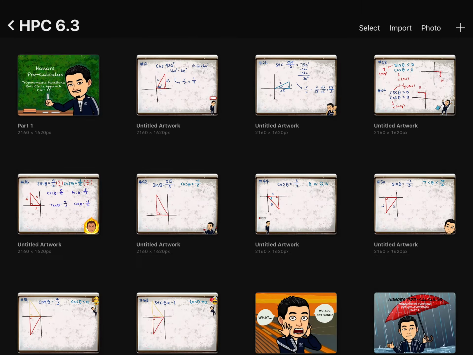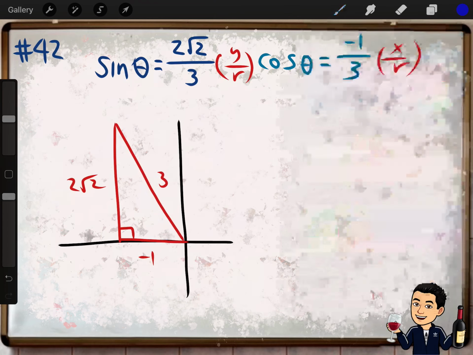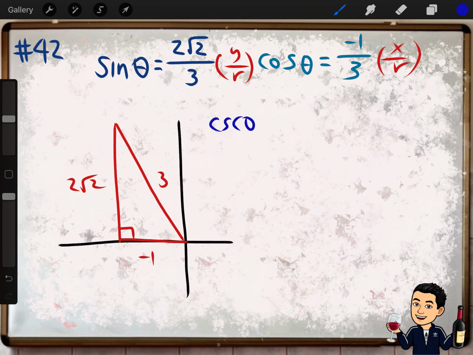All right, so let's look at number 42. We already know that sine is y over r and cosine is x over r. So let's go ahead and plug in all the lengths. y is 2 rad 2, r is 3, and negative 1 for the x. Okay, let's do the cosecant theta.